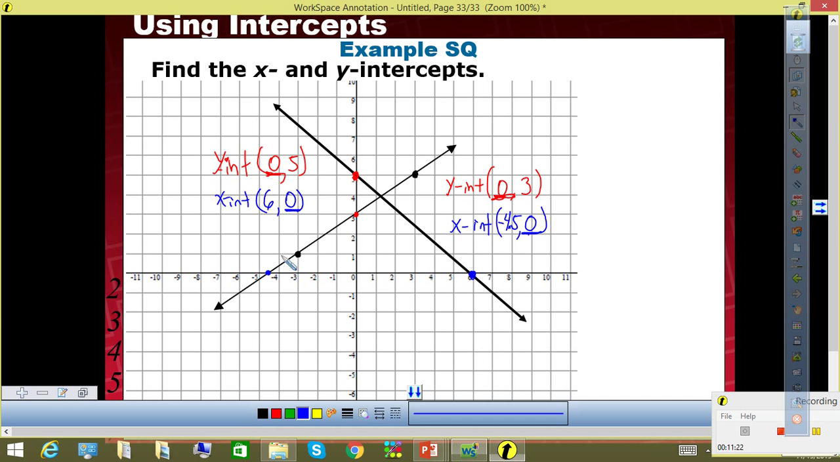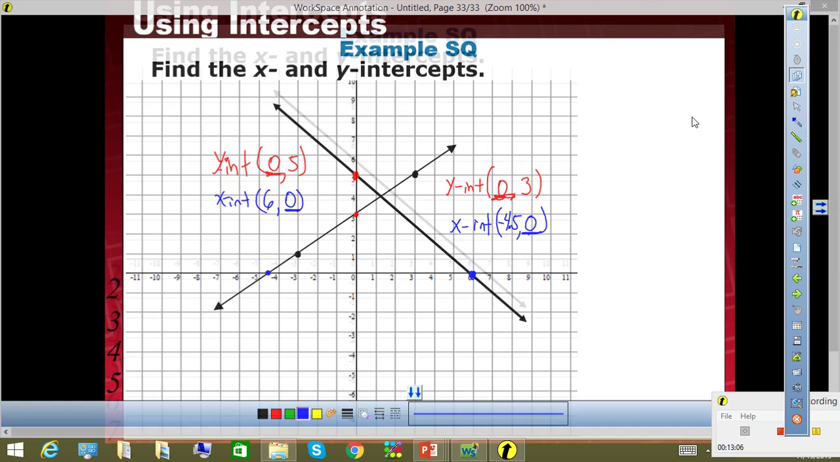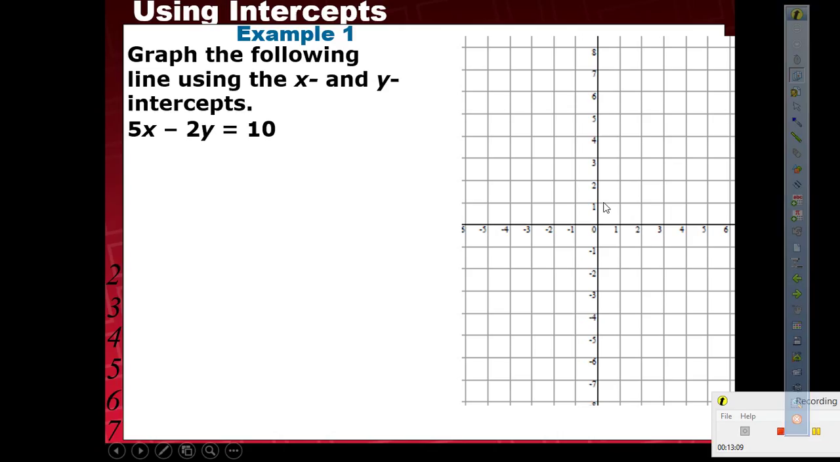No, Mr. Q. All right, so what is the other thing that we need to do according to the objective? We already identified. So now let's graph. Turn to the other small graph that you have next to that and copy this problem at the top. Yeah, the medium one, which is blank, right? It says example 1, graph the following line using the x and y intercepts. 5x minus 2y equals 10. Copy that, please, and then we'll get started.